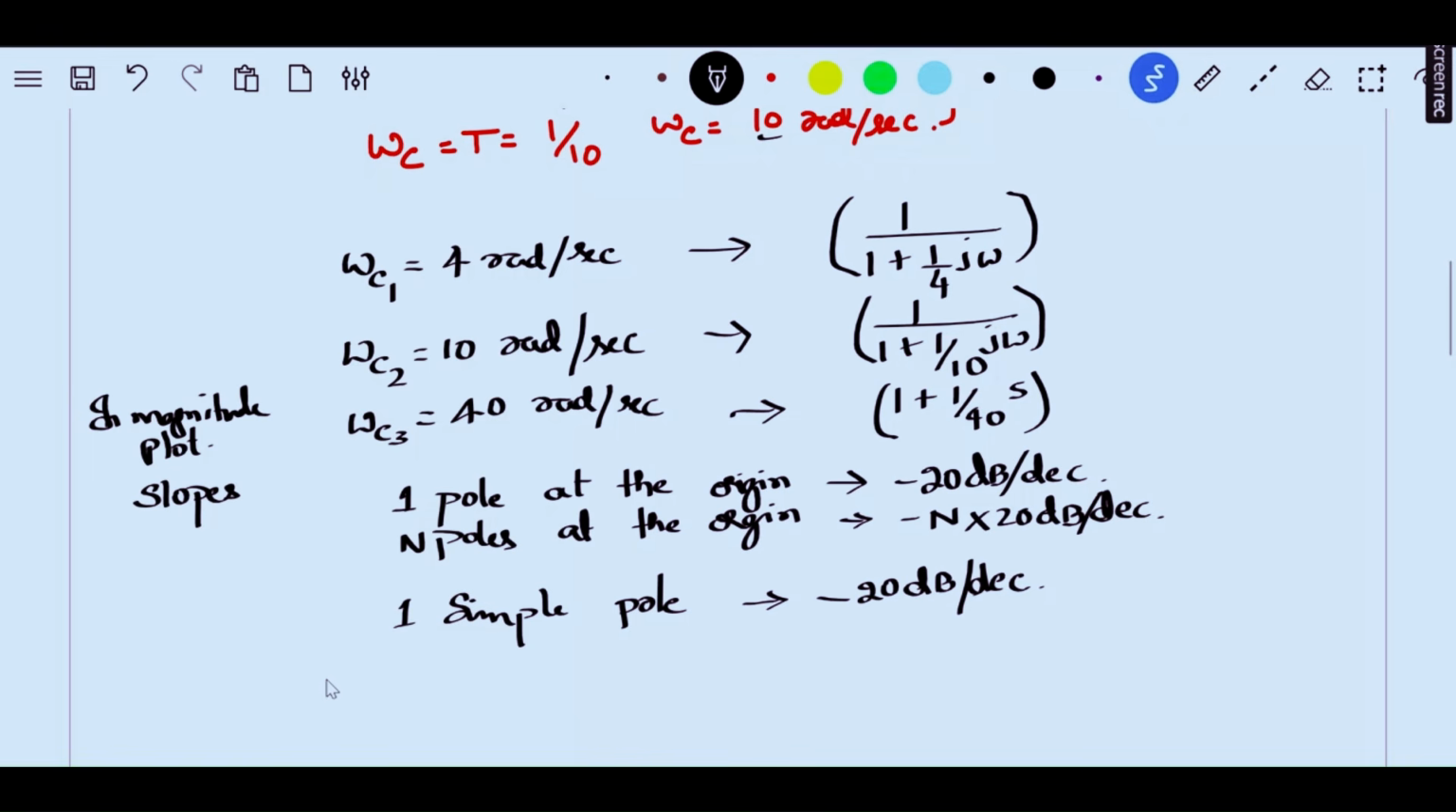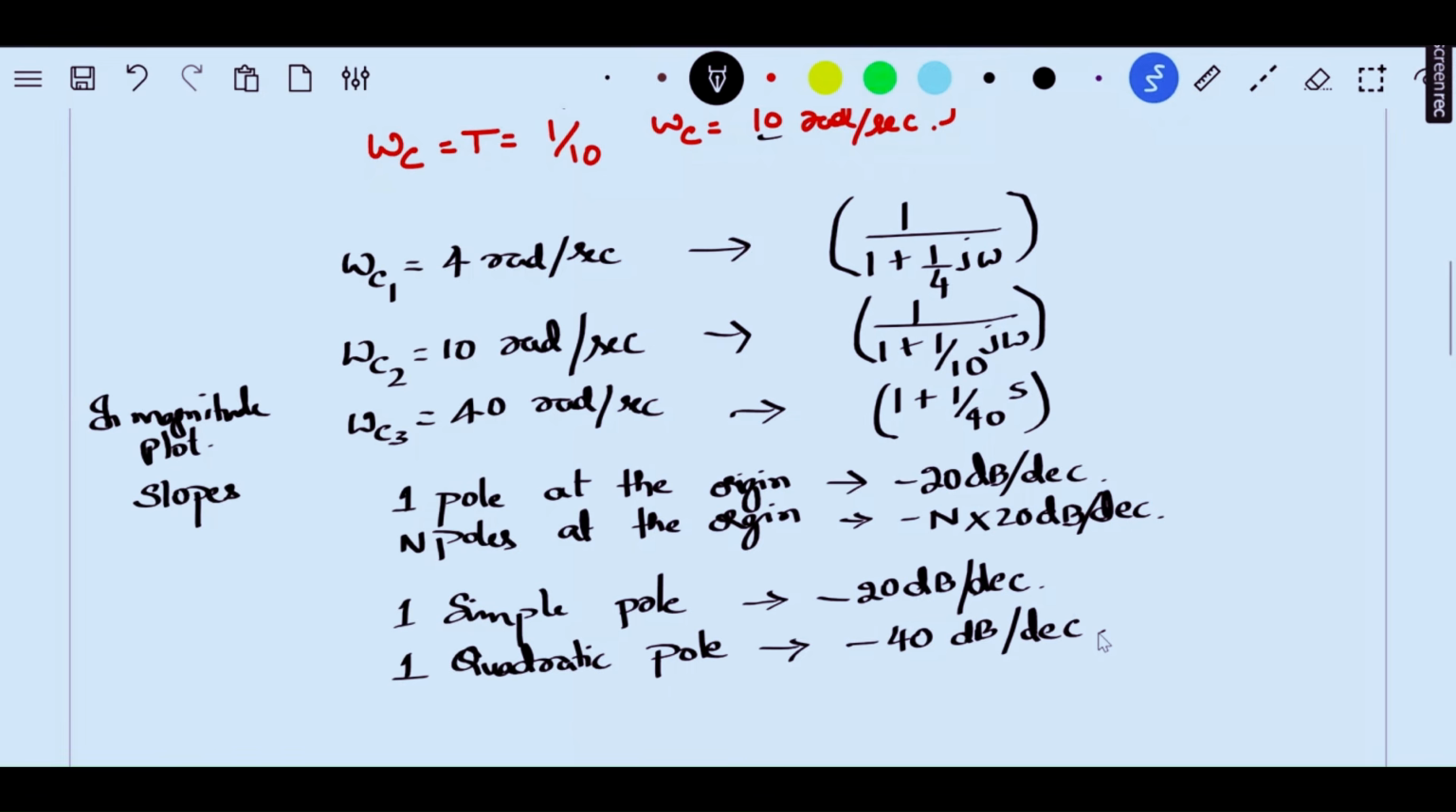Now you might get a quadratic equation in the denominator part of the given G(s) and H(s). If you have a quadratic term in your question, in another couple of videos you will see me solving the problem when there is a quadratic term, and then you will realize what I am saying. So if you have any one quadratic pole in the question, this will offer a slope of minus 40 dB per decade.